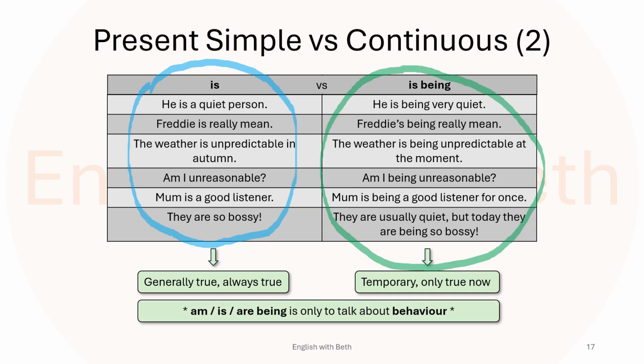Am, is, and are being are only used to talk about behavior. So we can't say it is being hot, she is being very tired, he is being very tall, because then we're not talking about behavior.